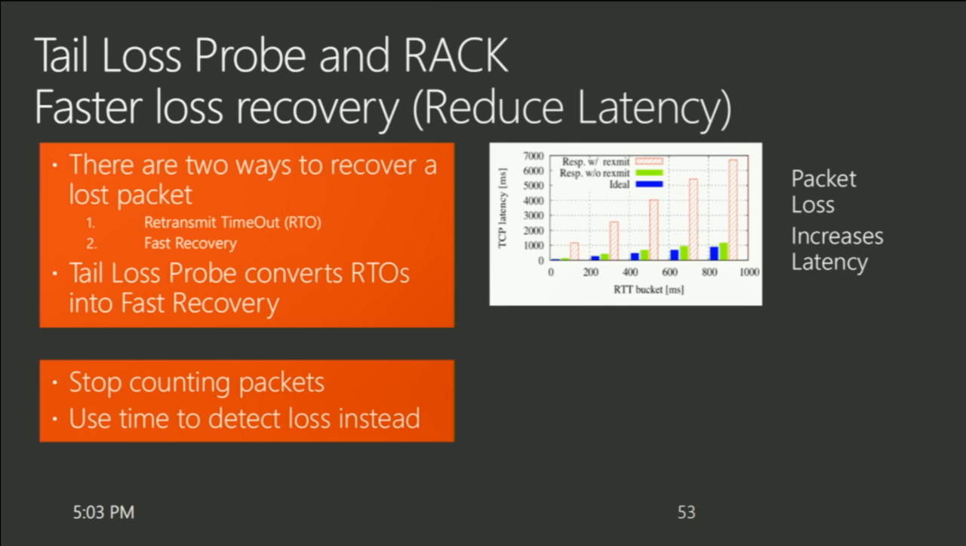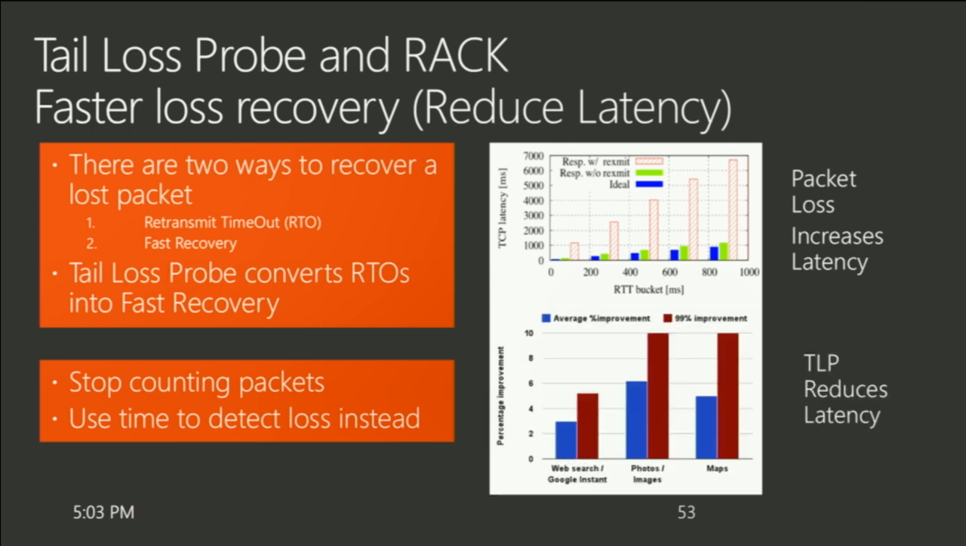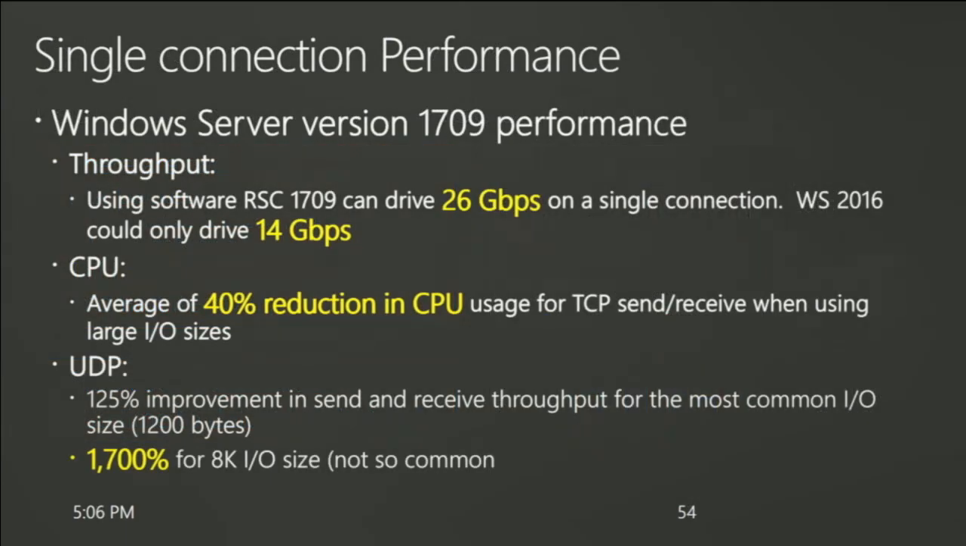The same with RACK. RACK eliminates packet counting. Instead of counting packets, it uses time. So here's some of the improvements that have been measured. The maroon colored histogram bars are the 99th percentile, and the blue ones are average. You can see for various types of traffic, we're significantly decreasing the latency, which is one of our major goals. So we've implemented tail loss probe and RACK.